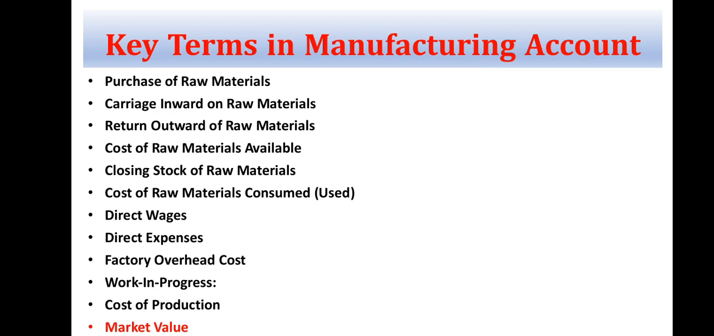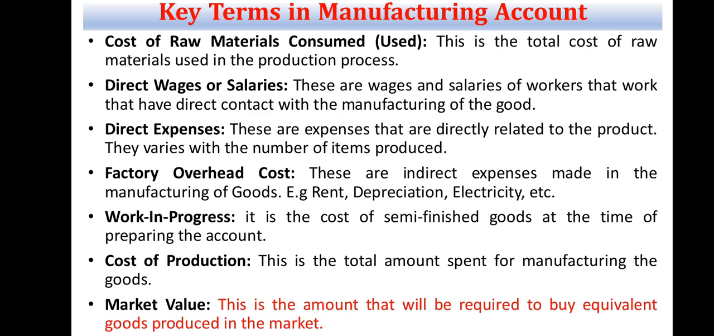But in some cases, the business will compare the goods that are being produced. They will look at the price, how much they are selling these goods at in the market. That amount is what we call the market value. This is the amount that will be required to buy equivalent goods produced in the market.